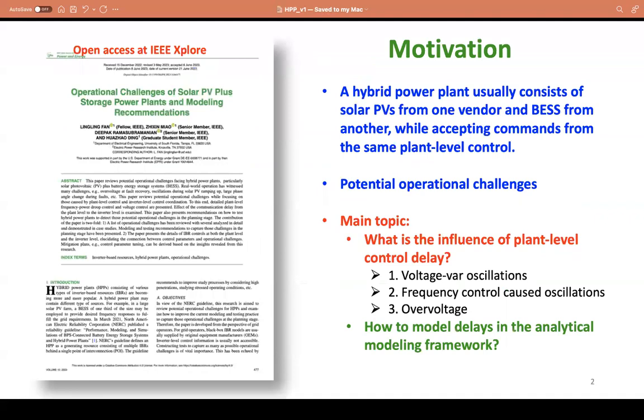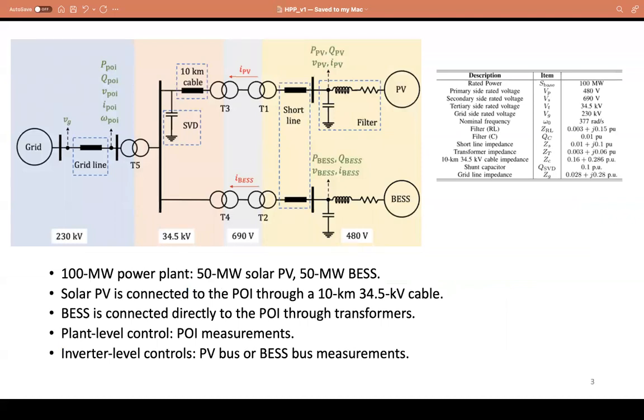Today we are going to use a testbed and some simple analysis for demonstration. This is the testbed. It's a 100 megawatt power plant, including 50 megawatt solar PV and 50 megawatt BESS. The solar PV is connected to the point of interconnection, POI, through a 10 kilometer cable. BESS is directly connected to the POI through just a transformer. At the plant level, the power plant controller gets all its measurements from the POI bus, just after the big transformer.